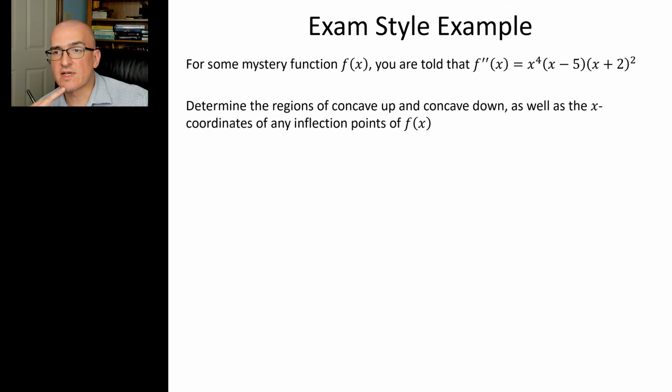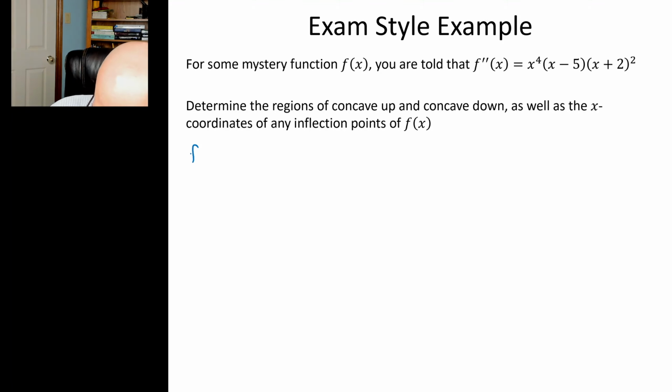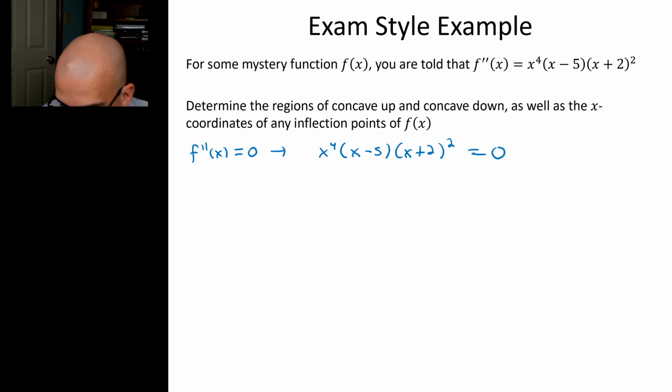f double prime of x is x to the 4 times (x minus 5) times (x plus 2) all squared. And you're asked, based on that second derivative, where is this function concave up, where is this function concave down, and where does the original function, f of x, have inflection points. So we're going to set f double prime of x equal to 0. So we get x to the 4 times (x minus 5) times (x plus 2) all squared equals 0.